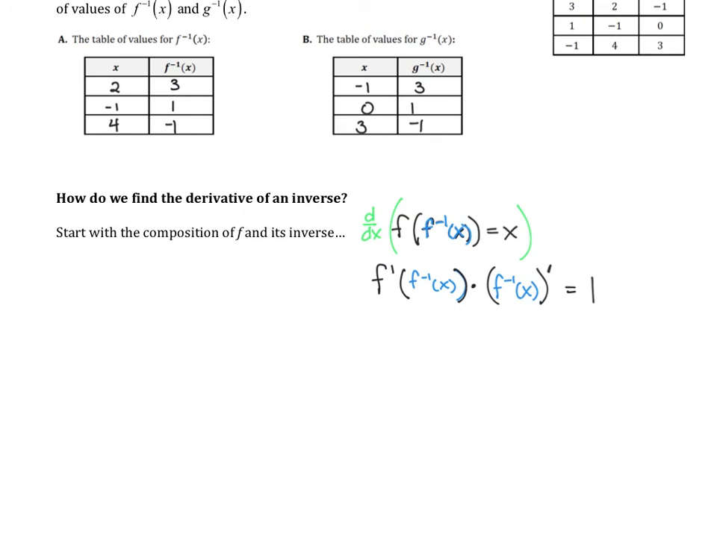Now remember, our job is to find the derivative of the inverse. So to find the derivative of the inverse, what we're looking for is to solve for this portion, the derivative of the inverse, and get it by itself. So when I have the inverse function and the derivative of that, it's going to equal 1 over the derivative of the function evaluated at the inverse.